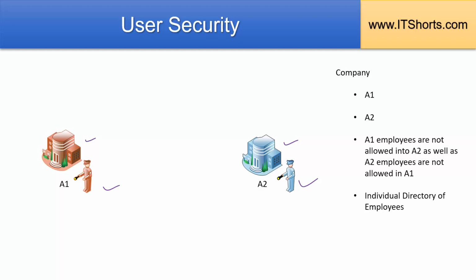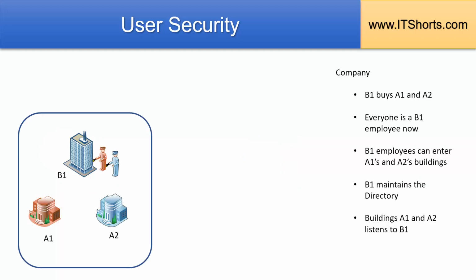If an employee from A1 asks for permission to enter A2's building using the employee badge from A1, then that employee will be denied access. In this case, each company maintains their own directory of employees and will not allow anyone else to enter into the building. Now, a company called B1 acquires both A1 and A2. All of the employees from A1 and A2 are now the employees of B1.